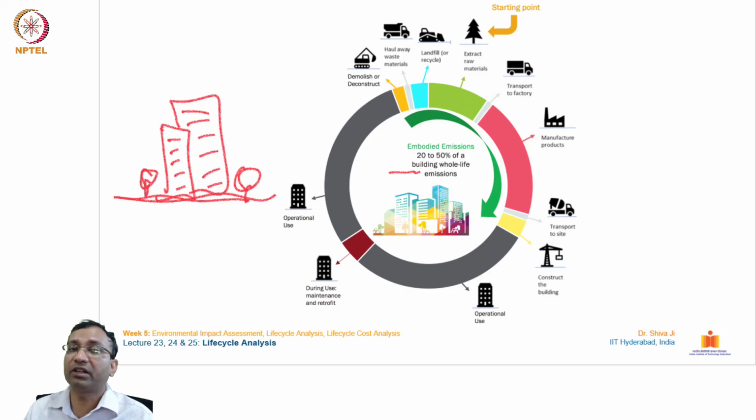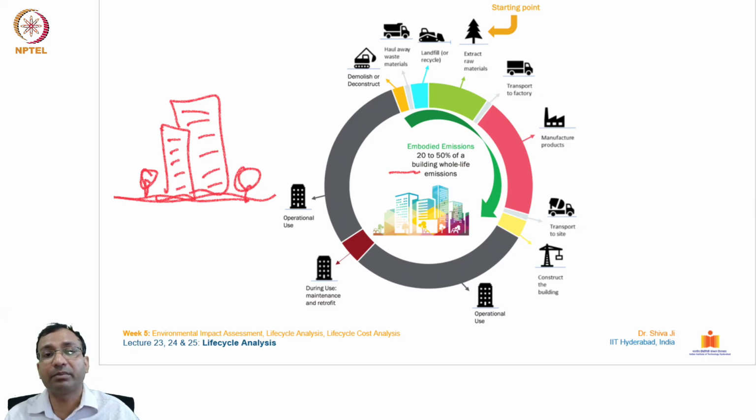Then it goes for manufacturing units, where it gets manufactured into the respective products. Then it goes for transportation to the site, and for the real execution of that building. Once the building is completed, it goes for occupation, and the main operational phase starts. And it takes a longer period of time.